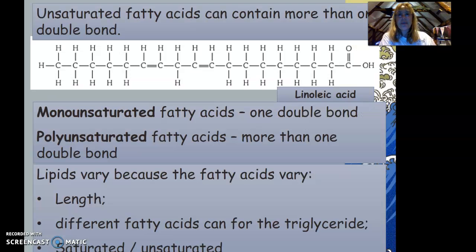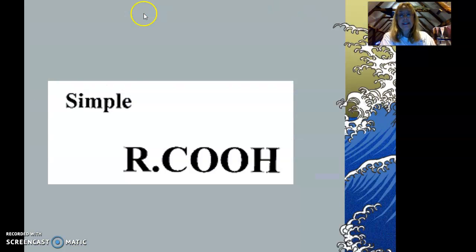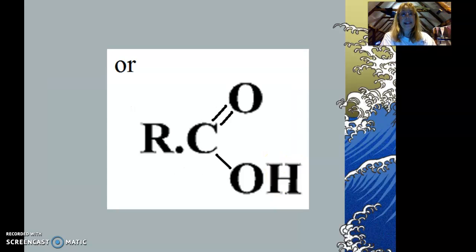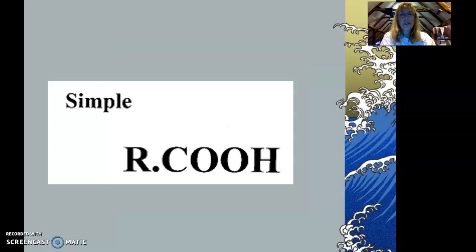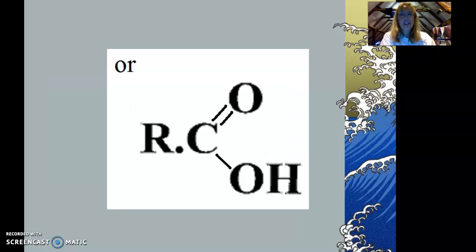Okay, now I'm sure you can appreciate that because this whole bit here is very, very long and there can be different combinations, and the bit that we are really focused on is this group at the end over here. So for shorthand, I could write it like this. So R means whatever the different combination is. So R means it can be any combination of carbons and hydrogens, but the key part is the carboxyl group, the COOH. Or I could write it like that. Both mean exactly the same thing. So in your notes, just make a note, RCOOH or RC double bond OOH.